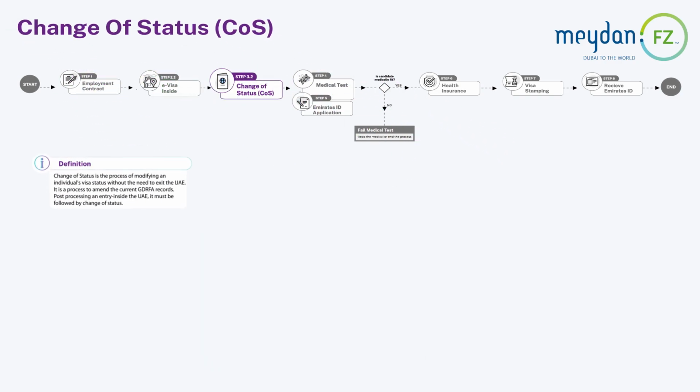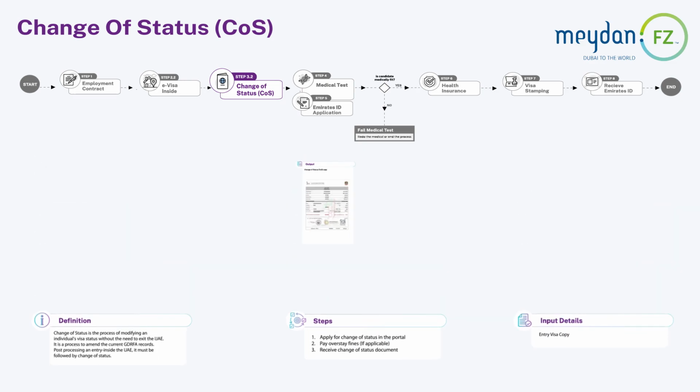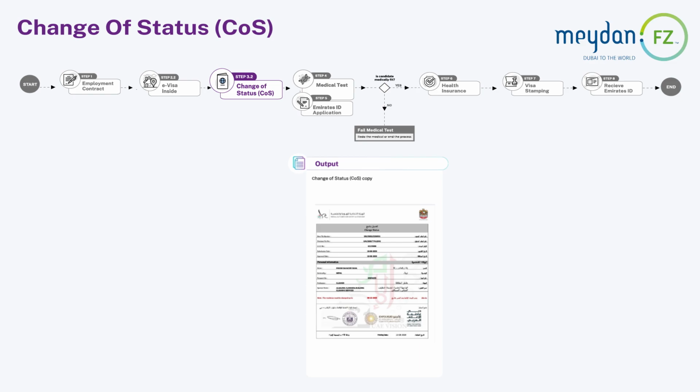Three. Change of status. Change of status is the process of modifying an individual's visa status. One must enter via an entry point such as airport, seaport or land border to amend the current status. The immigration officer will process the entry permit. Let's look at the steps. Apply for change of status to immigration at the point of entry. Ensure entry is processed. Receive change of status. Once the entry is processed by the immigration department, an entry stamp is placed in the employee's passport as highlighted.